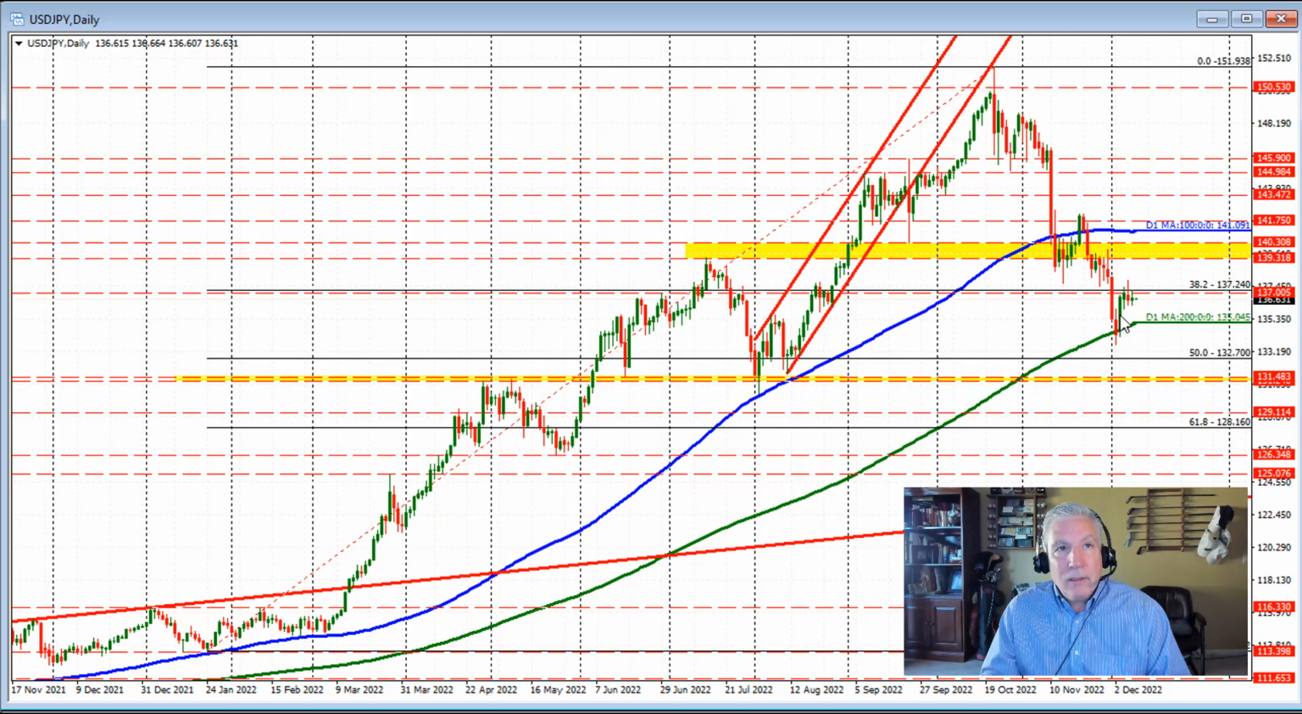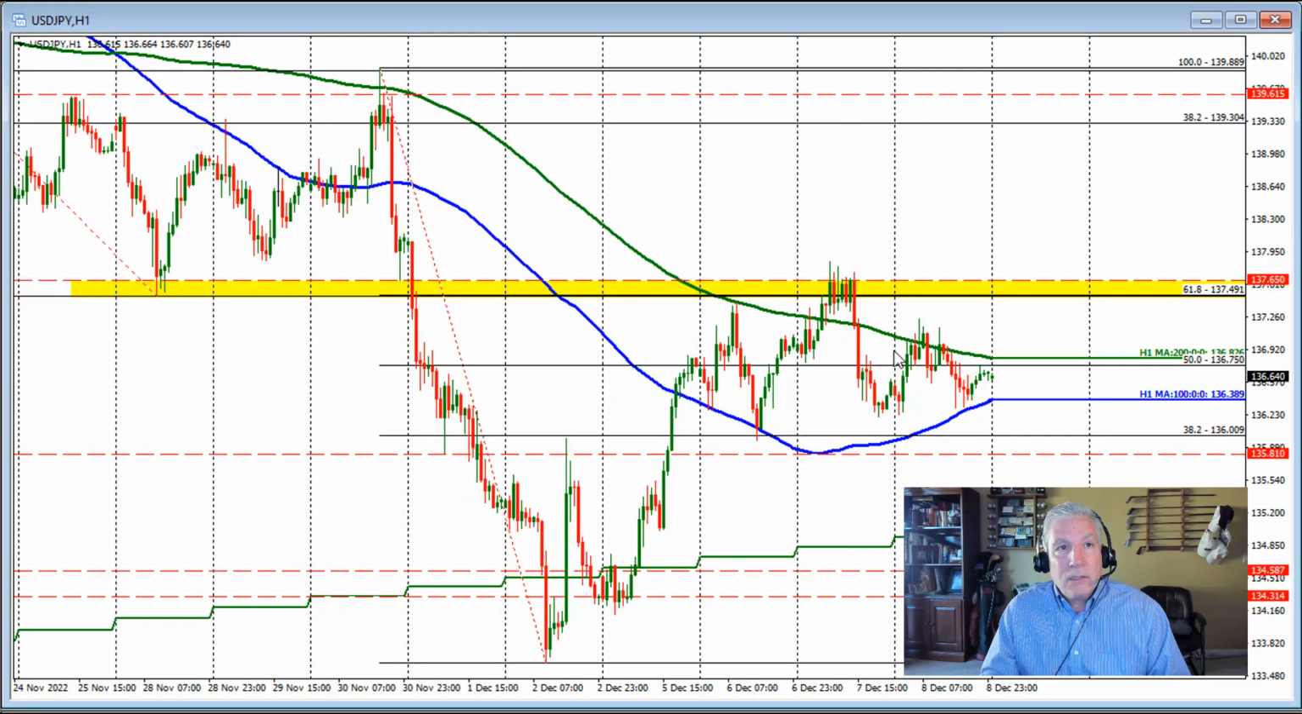We saw a rebound in trading on Monday, and we've seen some consolidation over the last 4 trading days in the dollar versus yen. That consolidation has taken the price in between the 100-hour moving average below and the 200-hour moving average above. That's the blue and green lines in the chart. The price in trading on Thursday traded mostly in between those levels. Did have some tries above the 200-hour moving average that failed.